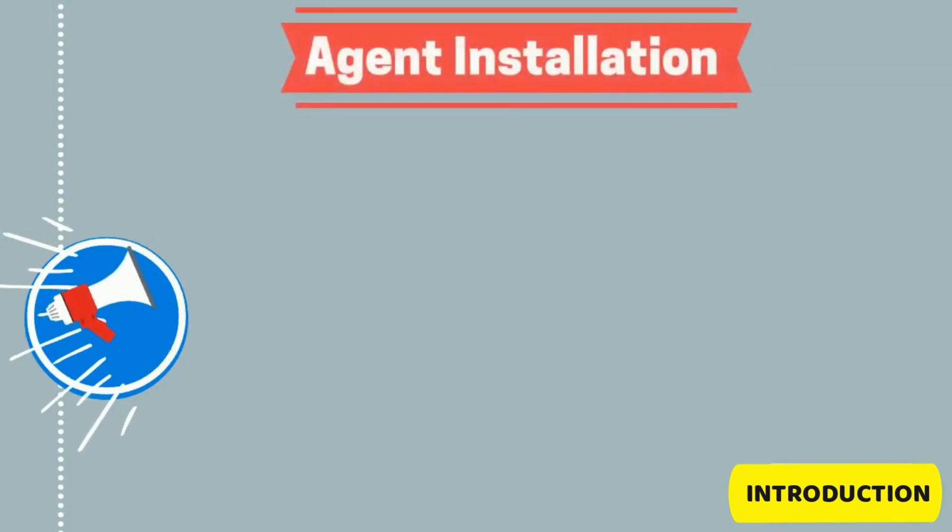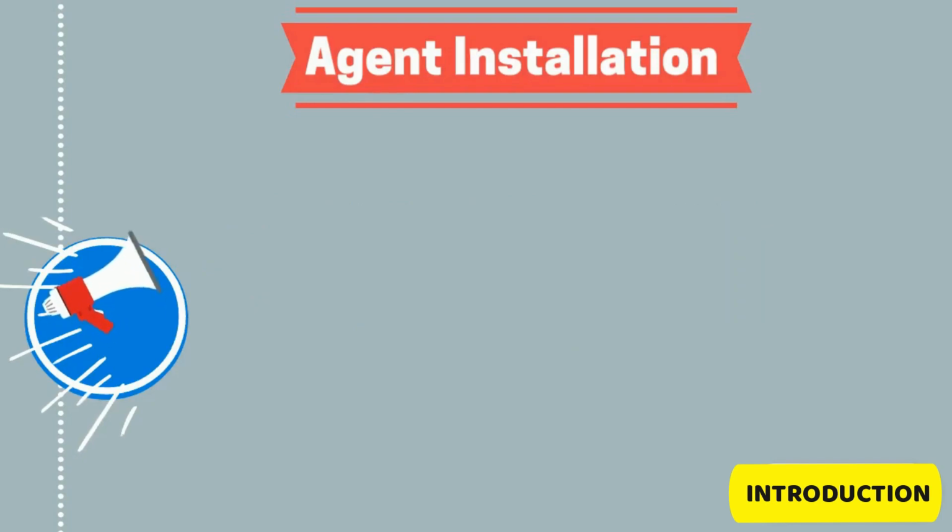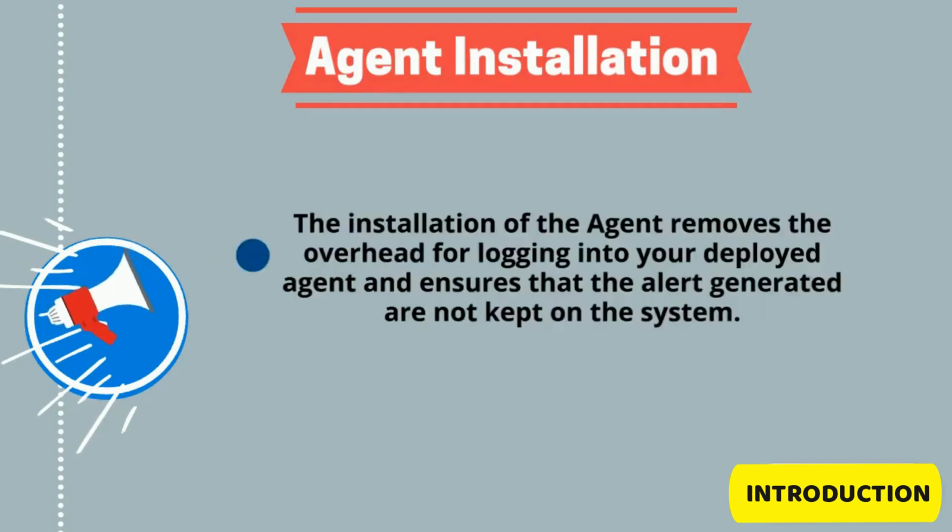Agent installation. This type of installation allows you to deploy Ossec security and protection on the host of your choice, and centralizes your information by sending back alerts to a single Ossec server. The installation of the agent removes the overhead of logging into your deployed agent and ensures that the alerts generated are not kept on the system.